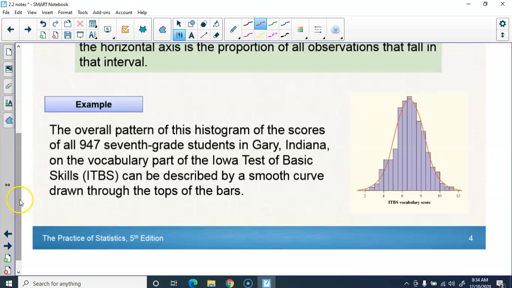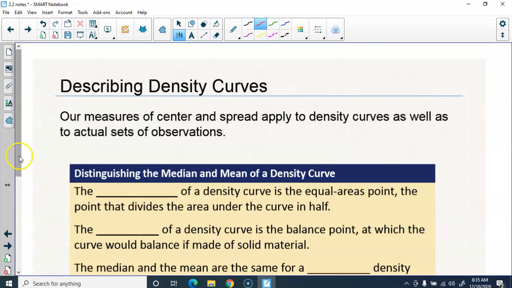The overall pattern of this histogram of scores of 947 7th graders in Gary, Indiana on the vocabulary part of the Iowa Test of Basic Skills can be described by a smooth curve. So we see the bars, obviously this is a histogram, but because it's so symmetric and consistent they just drew that red curve over the top of the whole thing. We will be doing more with that in a little bit, but that is just to show what a density curve looks like.